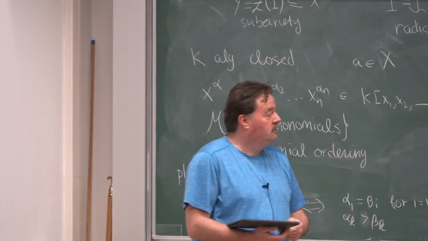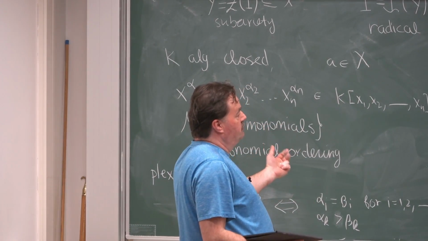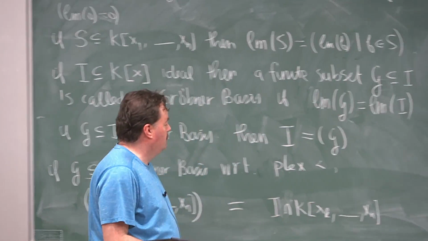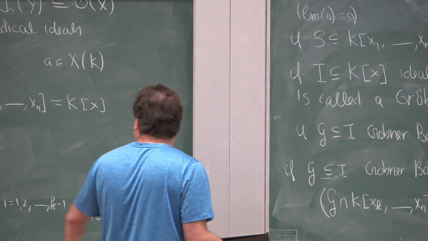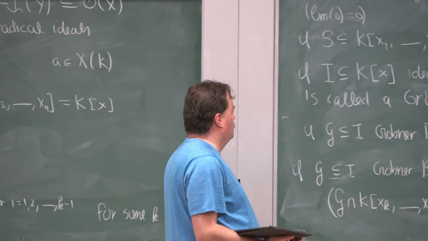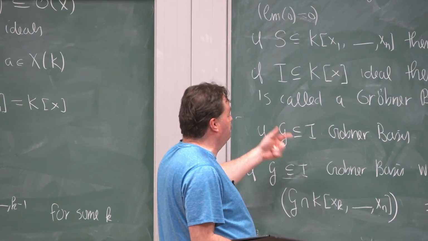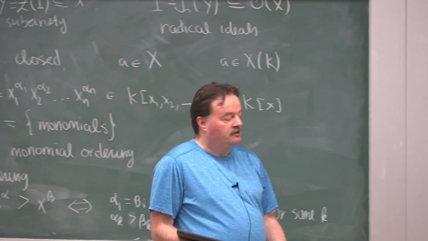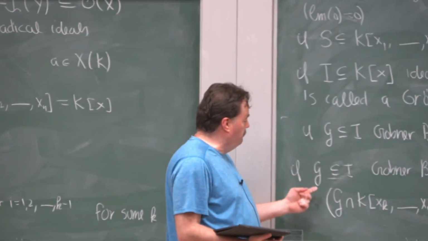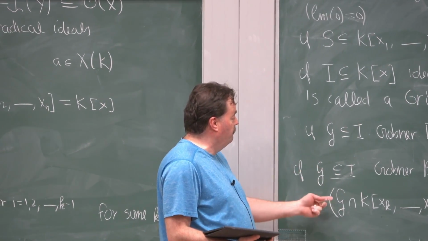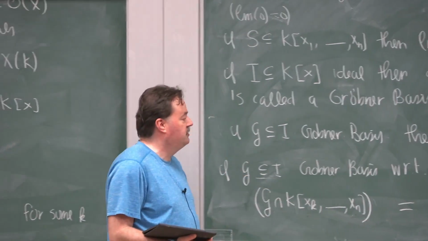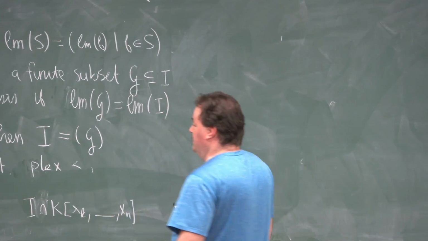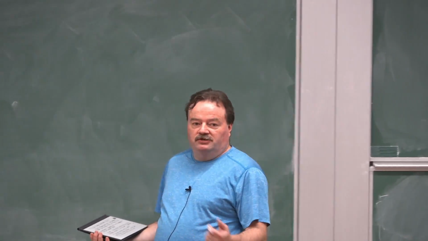So if you have an ideal in the polynomial ring, then we can compute this intersection ideal by choosing this pure lexicographic ordering, computing this Gröbner basis with respect to the pure lexicographic ordering using Buchberger's algorithm. And then we look in this Gröbner basis and only take those elements that only involve these variables. And that will be a Gröbner basis of this ideal. In particular, it will generate that ideal.